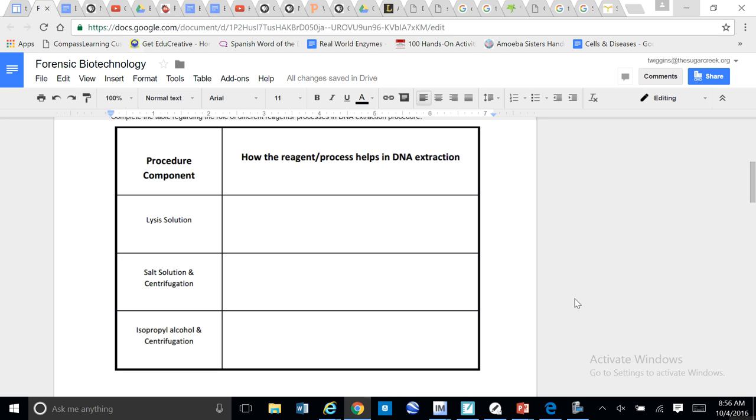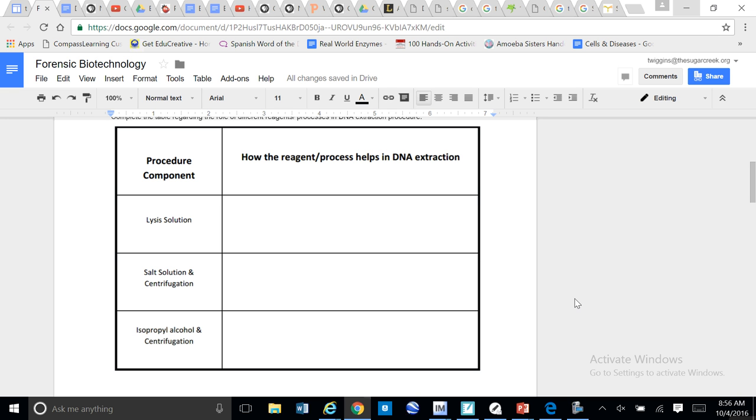The salt solution and centrifugation: what did you learn from that? The salt causes protein and other debris to separate out. Remember, we have to get rid of other stuff because we just want to get to the DNA. The isopropyl alcohol is for what? It makes the DNA visible to the eye. Very good, Troy. That stuff is good information. So that's the extraction process.